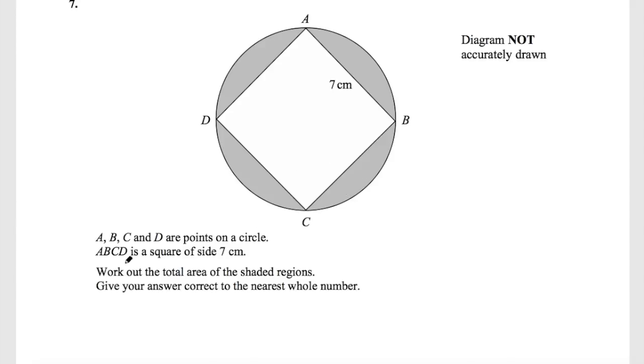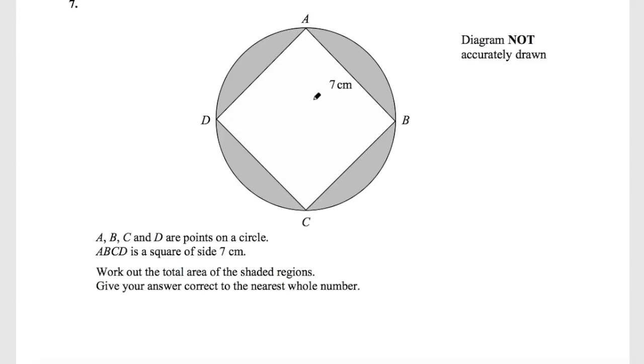Question 7 gives us a diagram, and it says A, B, C, D are points on a circle. A, B, C, D is a square of side 7 centimeters. Work out the total area of the shaded regions. Give your answer correct to the nearest whole number. Okay, so what we need here for this problem is a radius, because we need the area of this square and the area of the circle.